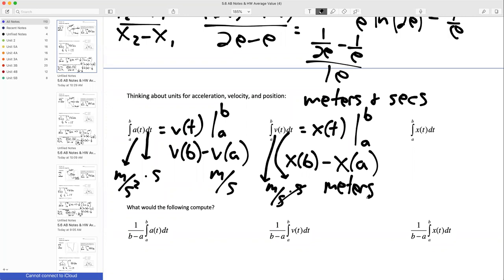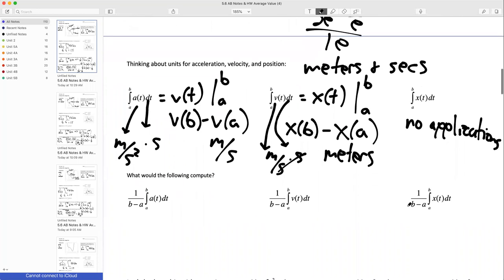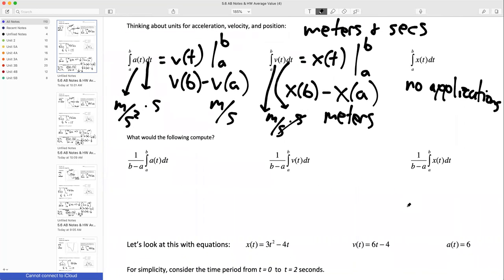So if I integrate the position, oh snap, I have no applications for that. Okay. And I did this right here to set up what we were going to do next. Okay, so I need you to stay with me here so that this does not get confusing.